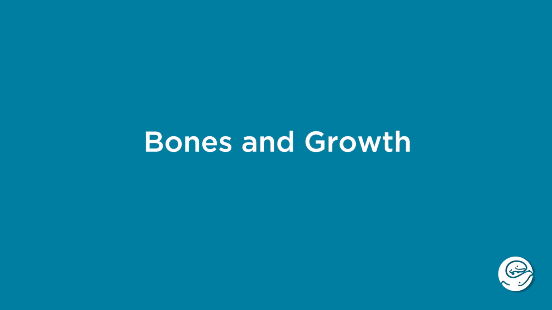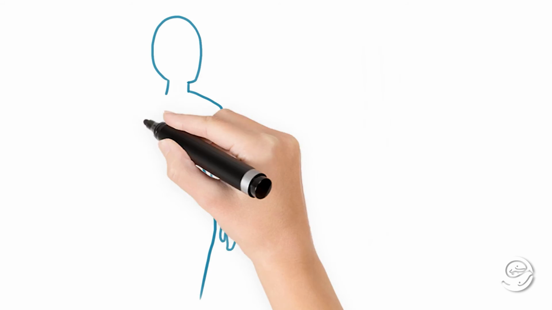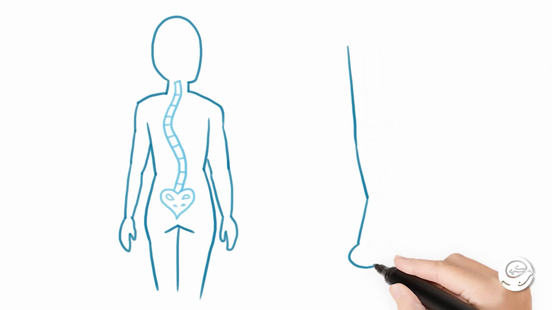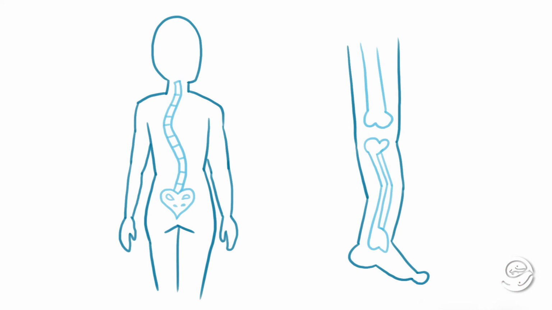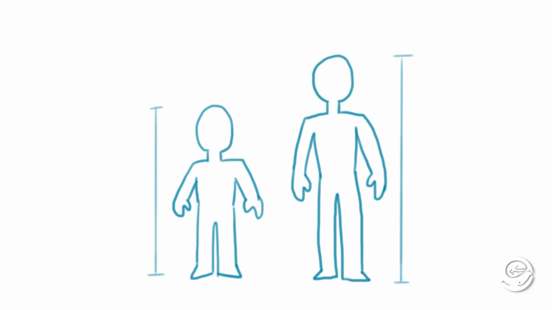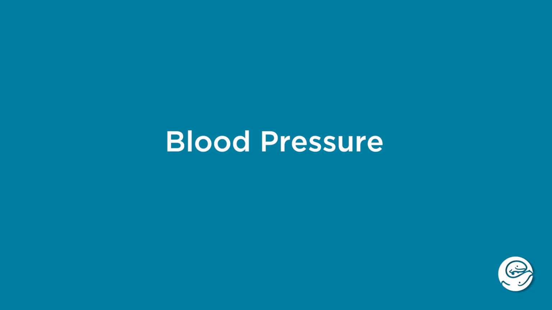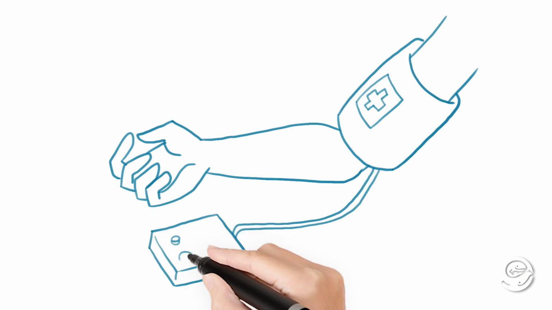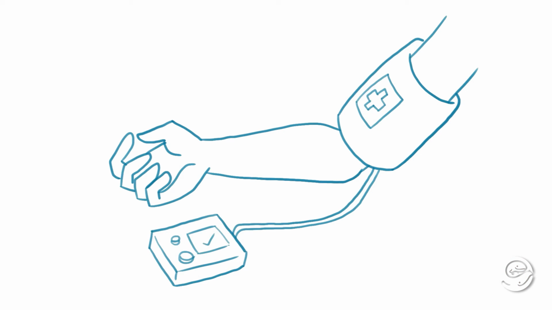Bones and growth. Kids with NF1 may develop a crooked back, called scoliosis, or curving of the lower leg bones, or a difference in the length of your legs. Some children with NF1 are not as tall as other kids, but are just as healthy. Blood pressure. People with NF1 may have high blood pressure. This just means you should have your blood pressure checked at every doctor's visit.